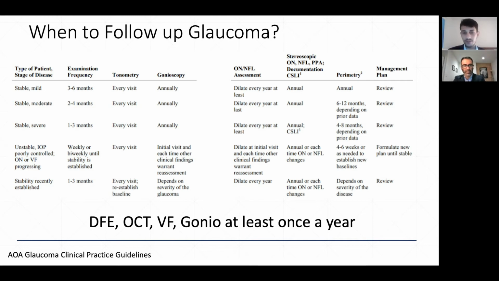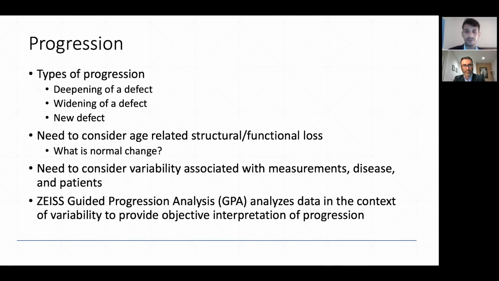And then, of course, once you have a glaucoma diagnosis, or if you have a glaucoma suspect and you're monitoring them for a long period of time, you're checking for progression. So, of course, there's different types of progression. You can have a deepening or worsening of a defect, whether it's on OCT or visual field. You can have a widening of that defect, or you just have a new defect in a different area or in another eye. And then you need to always consider age-related changes, because as we get older, we do lose some axons, we do lose sensitivity on our visual field. And that's always very, very important when we're looking at progression.